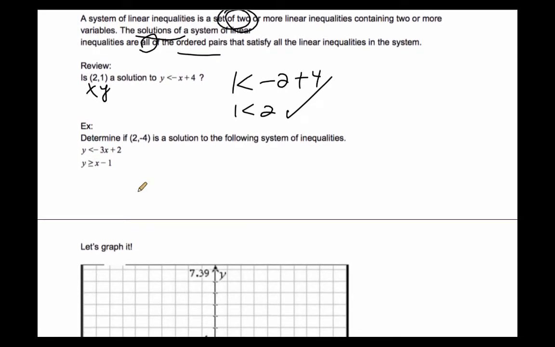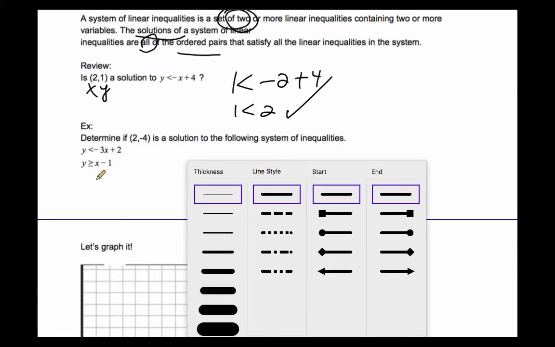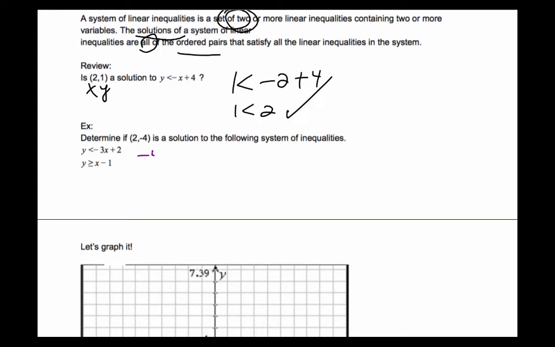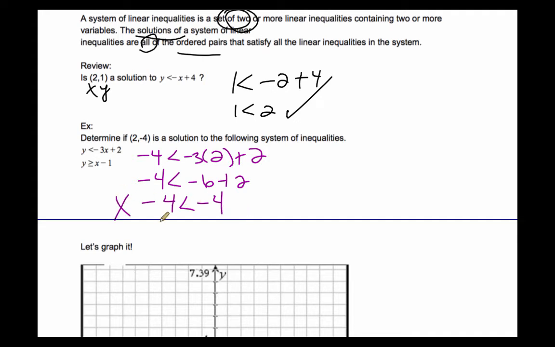So let's look at the first example. It says determine if (2, negative 4) is a solution to the following system. So here I have two inequalities, so I have to plug this in for both. All right, so let me do the first one. So negative 4, because that's y, is less than negative 3 times 2 plus 2. Negative 4 is less than negative 6 plus 2. Negative 4 is less than negative 4. Is that true? No, it is not true. So that means that this is not a solution to the system.